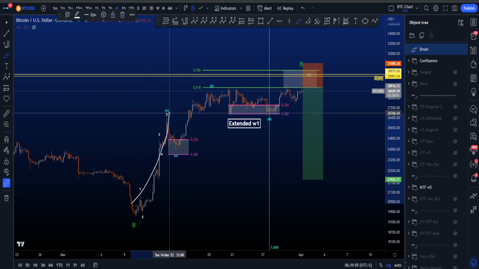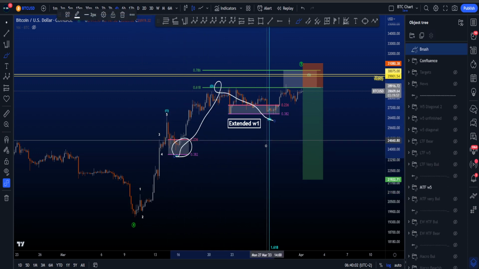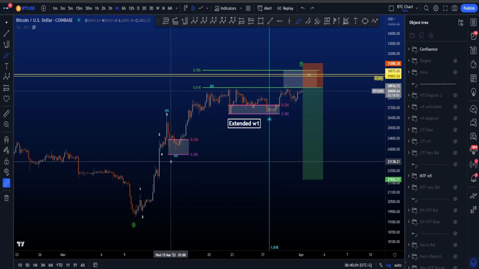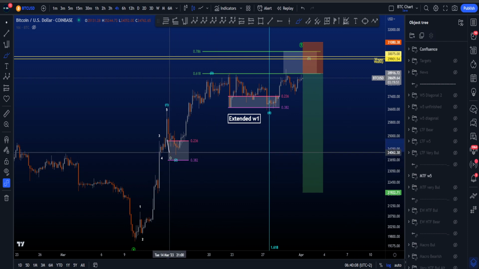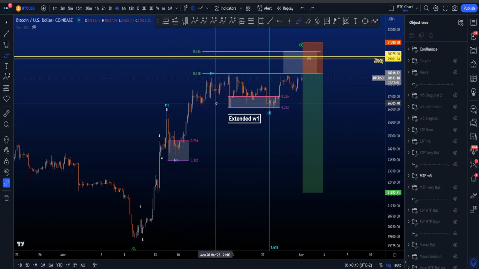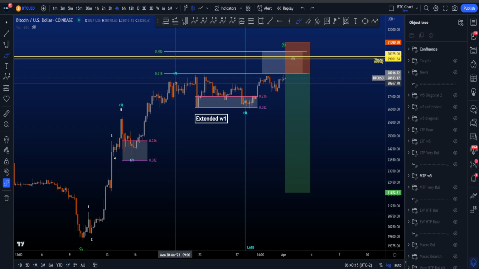If wave 1 is extended in an impulsive scenario, the targets for a wave 2, 3 and 4 will also change, with the most common targets for a wave 2 being the 0.236 and the 0.382, which has been very well respected, before a move to the upside where we then have wave 3, which does not have a target if wave 1 is extended. That's very important to note.